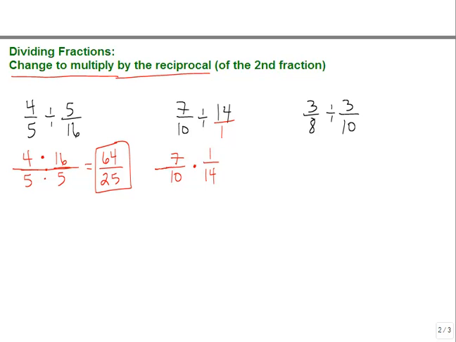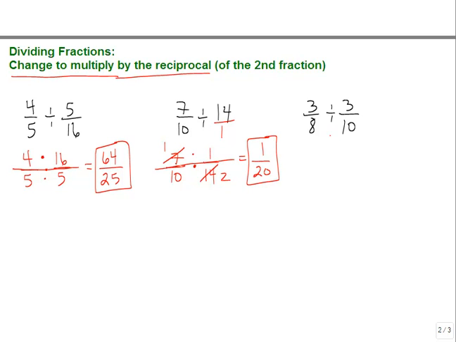Now I want to multiply across the tops and the bottoms, but before I do that, look to see if you can cancel any factors out. We know that 7 divides into 14 2 times, and I'm going to use up that 7. So what I'm left with on top is 1 times 1, which is just 1, and on the bottom I'm left with a 10 times a 2, which is a 20. So my answer is 1/20.